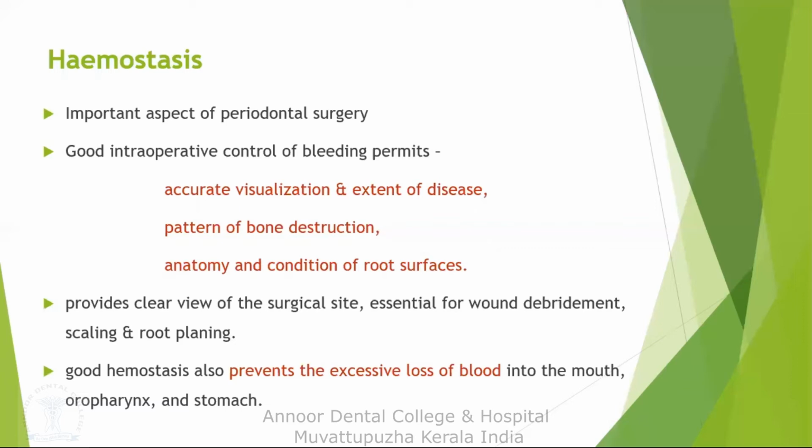Good hemostasis also prevents the excessive loss of blood into the mouth, oropharynx, and stomach. So we need to control the blood flow. That is what you mean by hemostasis. This has to be there, because sometimes the blood can even flow into the mouth, oropharynx, and stomach. So we need to have a clear view of where we're operating, because you're working with sharp instruments. If the blood keeps hampering your vision, you won't be able to perform at 100% in your surgery.